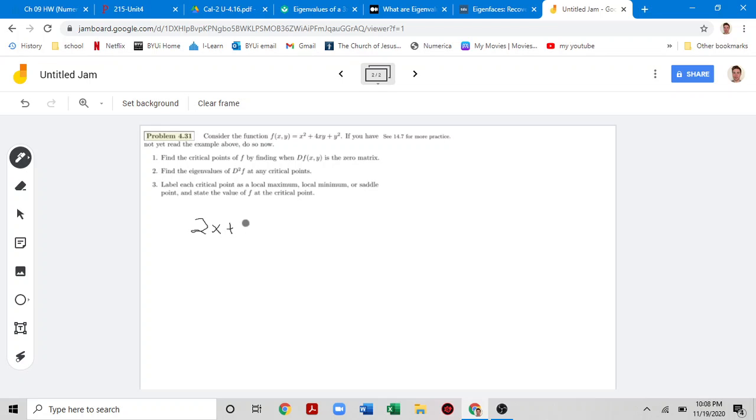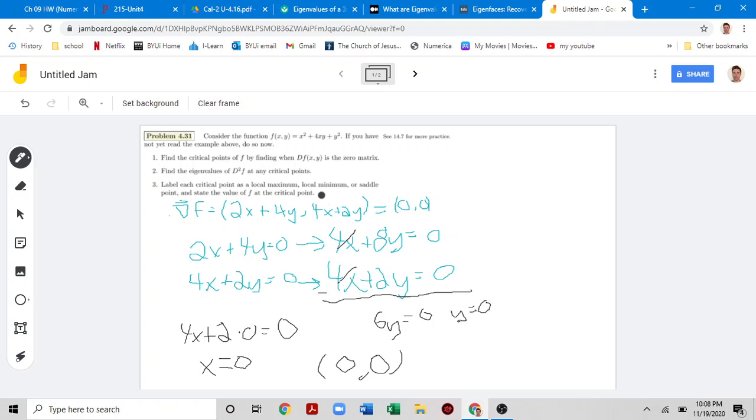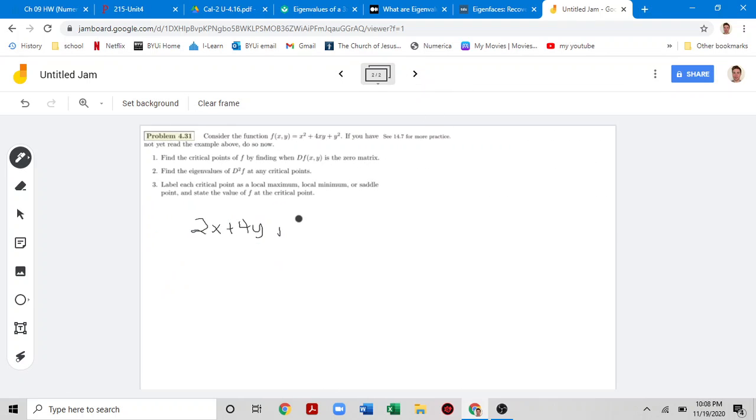2x plus 4y. And then it was 4x plus 2y. 4x. All right, cool. Now that's the gradient. So this is the first derivative.